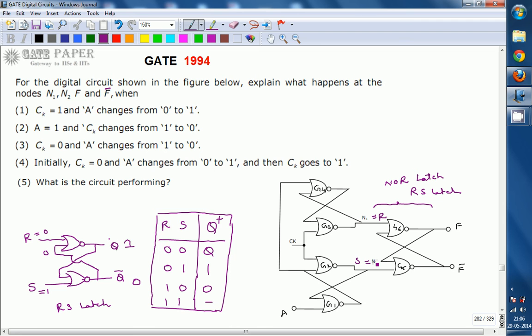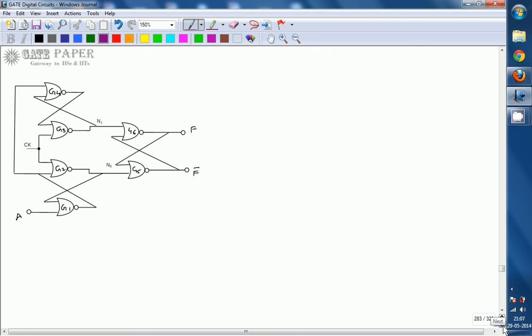Okay, we are going to specify the N1 and N2 values for the given CK and A, and based on this N1 and N2 we can tell about F and F bar. Okay, now we will start. First one is when clock equal to 1 and A changes from 0 to 1. So this is what we are discussing.